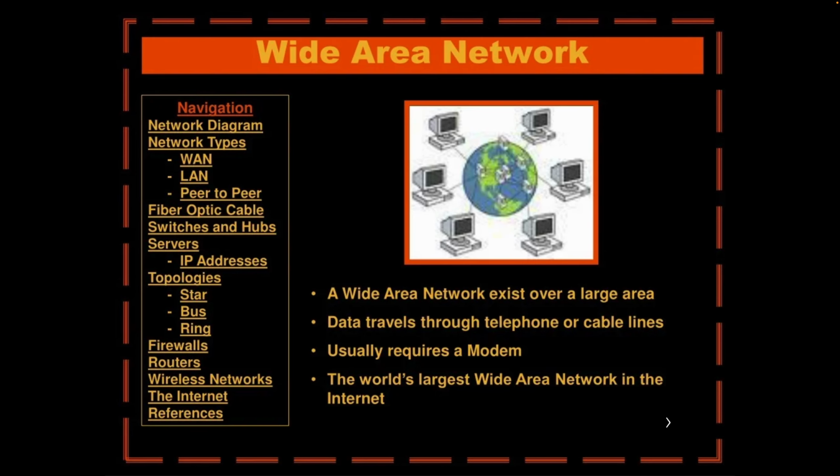Okay, so let's go into a little bit more detail about WANs. These networks cover large geographical areas. Your data travels through phone lines or cable lines to reach faraway places. You usually need a modem, and that's the device to translate the signals. The best example would be the internet itself. It connects billions of devices all around the world, and that's pretty much a WAN in action.